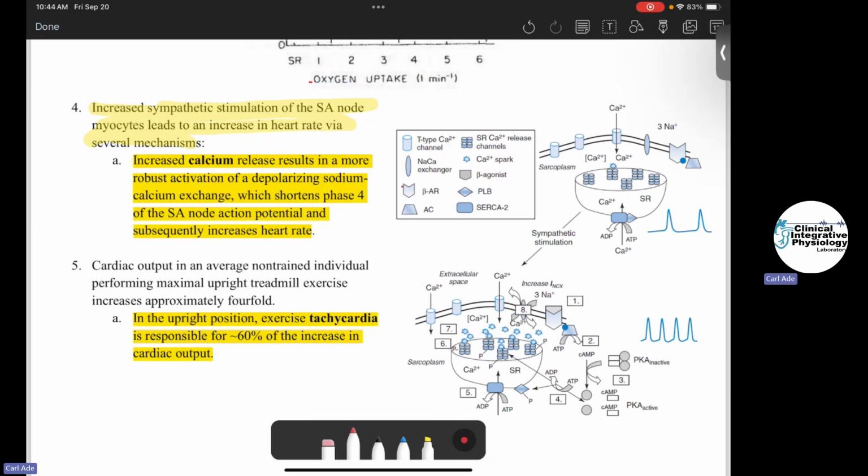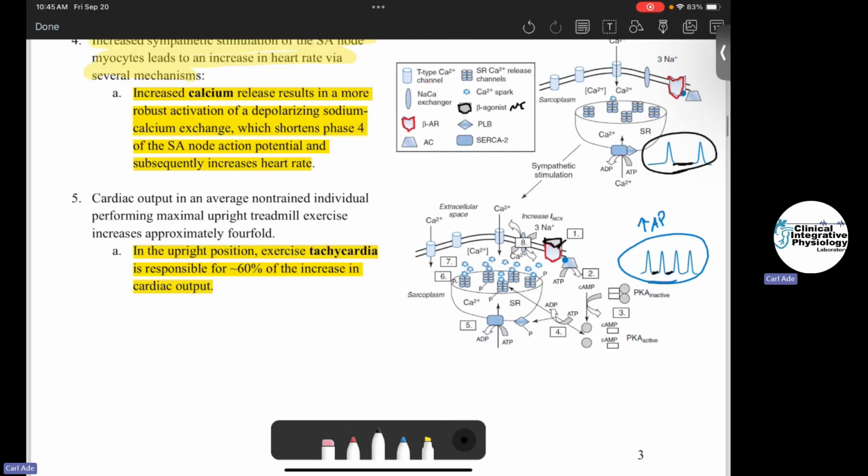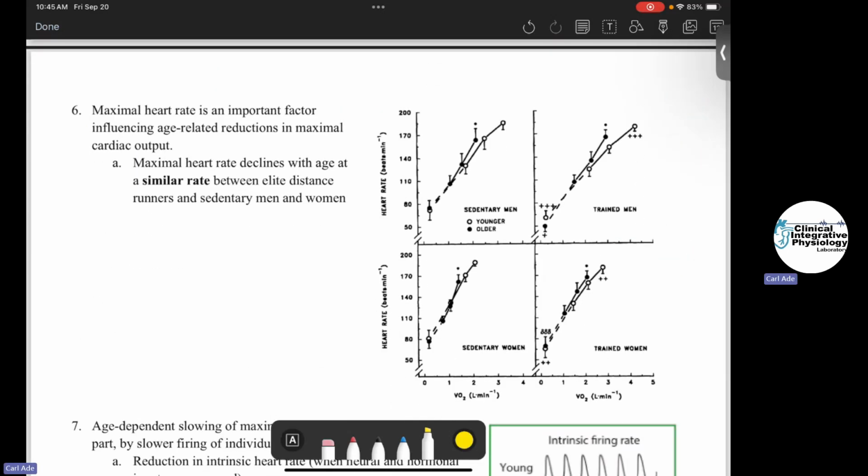So if we can see, here's our beta adrenergic receptor. Here it is unstimulated. Here's a receptor. Let's add beta agonist. This could be things like norepinephrine. Once that binds, we have our series of events here that, importantly, increases the number of action potentials because it's having an impact on that phase 4 slope. It's steeper compared to up here. It's much more shallow. This is just driving the change in heart rate.